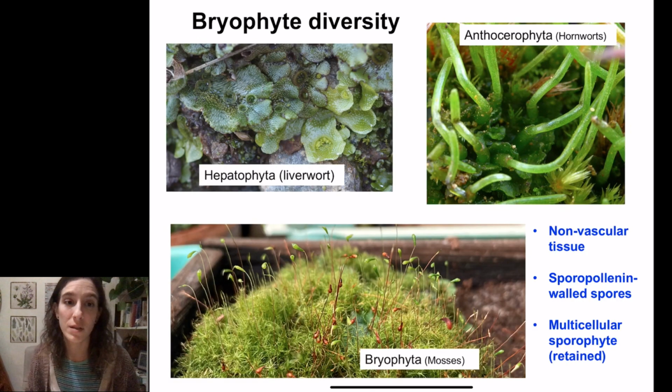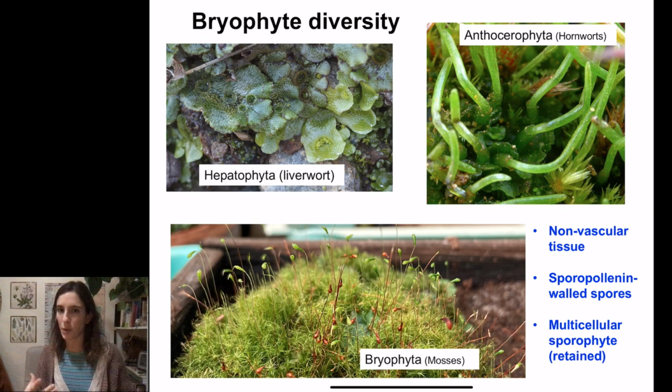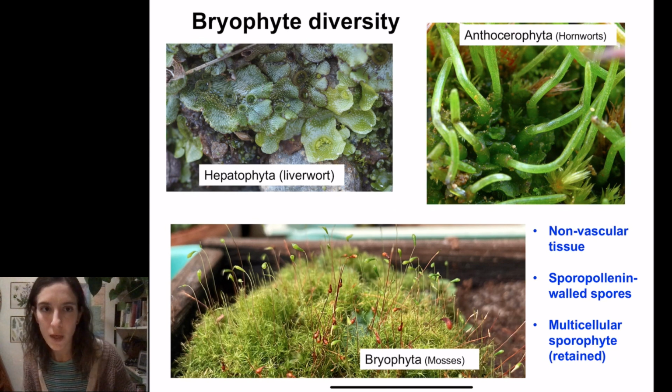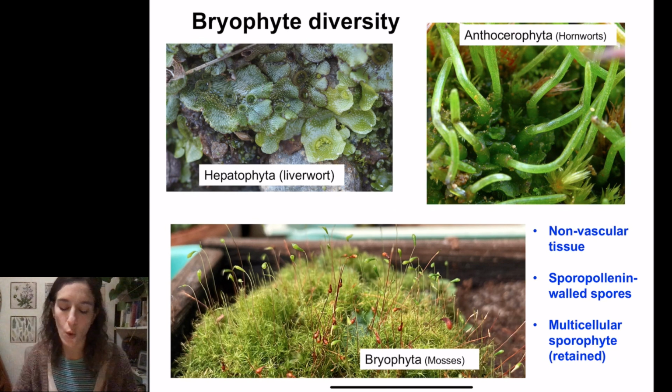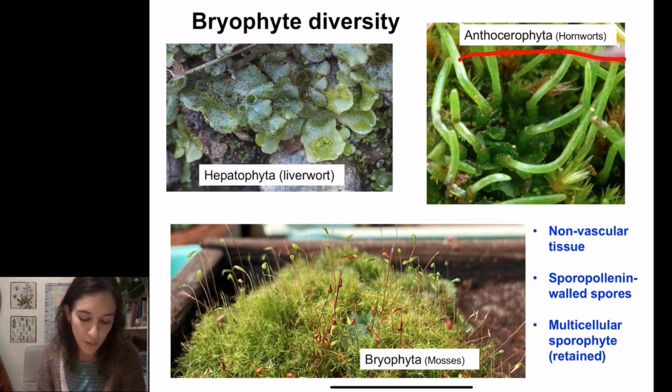Okay, so here's some more bryophyte diversity, and now we're getting into the terms of the taxa that you're required to know, the ones we'll be talking about today. Now, these are all monophyletic phyla in and of themselves. We have 3 phyla here. Anthocerophyta, the hornworts up here. We've got Hepatophyta, the liverworts down here, and then Bryophyta, the mosses.